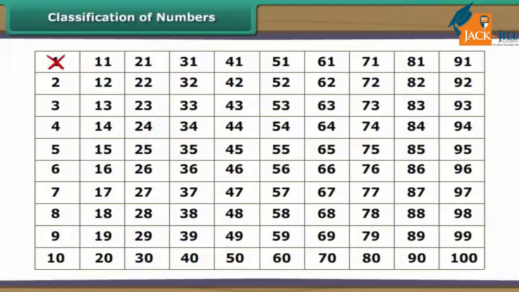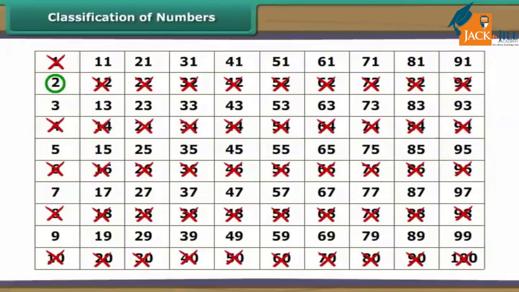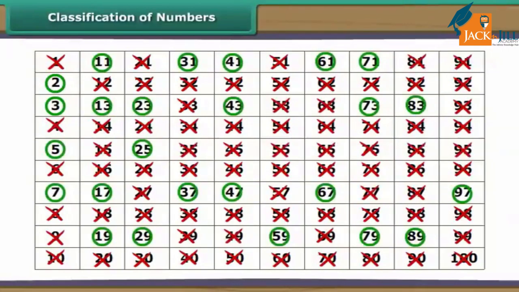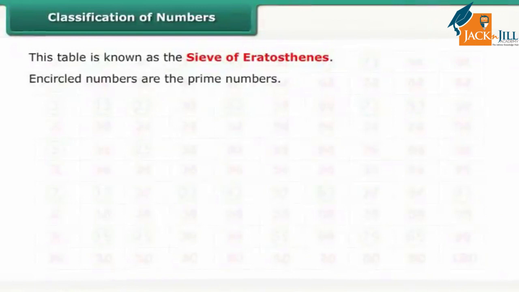1 is not prime as it has only one factor. We draw a cross on it. 2 is prime as it has exactly 2 factors. We draw a circle around it. We draw a cross on all the multiples of 2. 3 is prime. We draw a circle around it. We draw a cross on all the multiples of 3. We proceed till we have drawn a cross or a circle around all the numbers from 1 to 100. This table is known as the sieve of Eratosthenes. The encircled numbers are prime numbers.